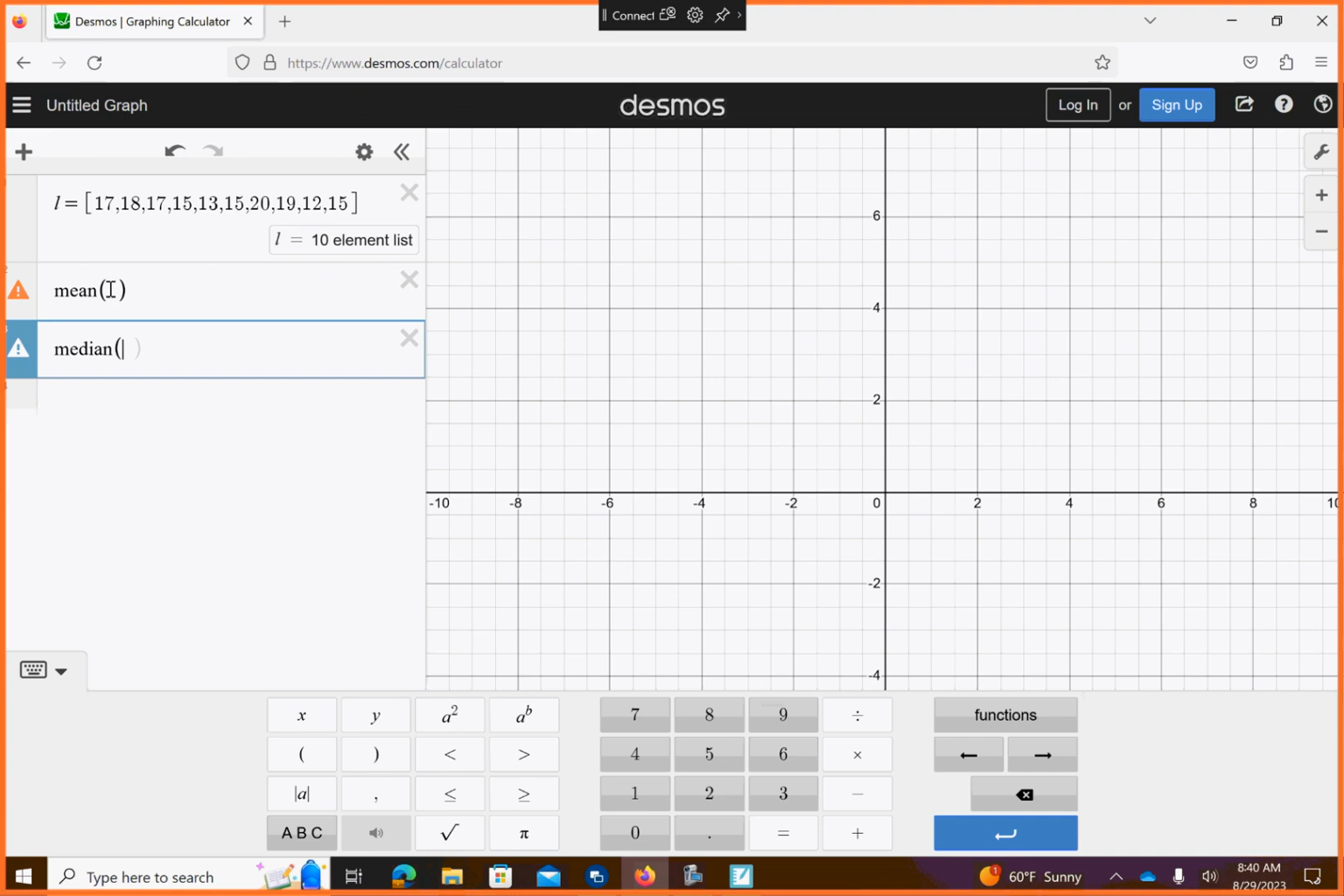And then all I'd have to do is say, hey, what's the mean of L? What's the median of L? So the mean of L is 16.1. The median of L is 16. So the calculator or Desmos will do it for you, which is beneficial. Now there's other things that we will start finding on this. So let's just make sure I covered everything.